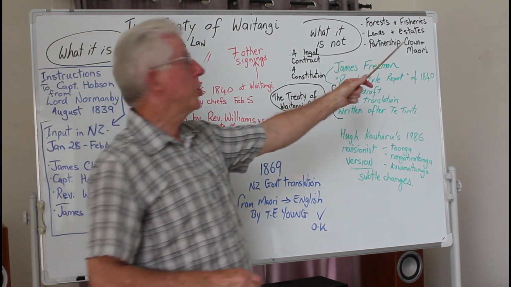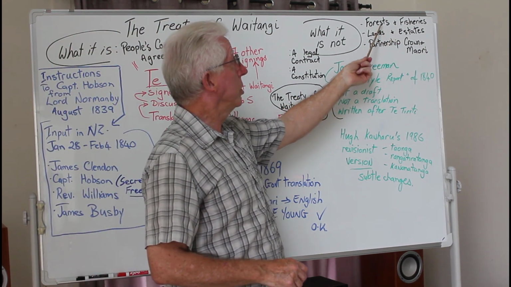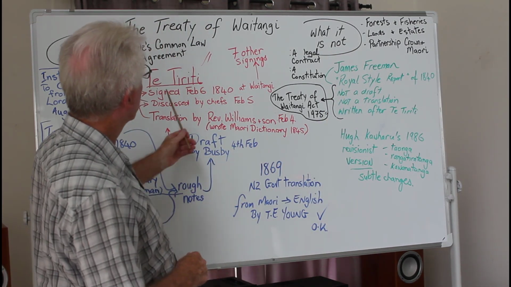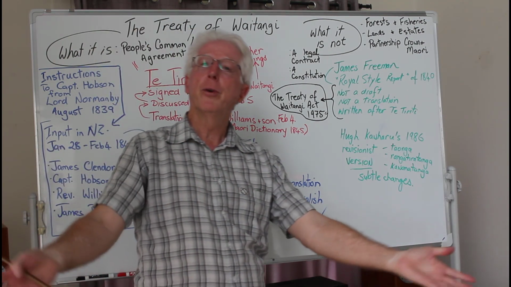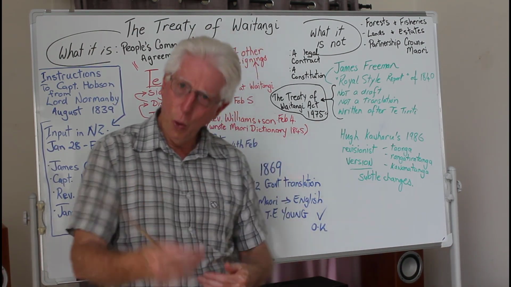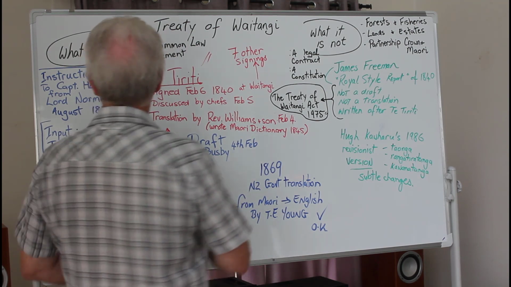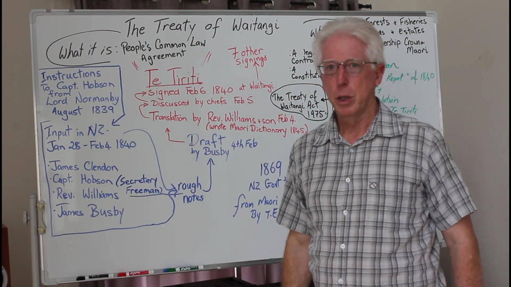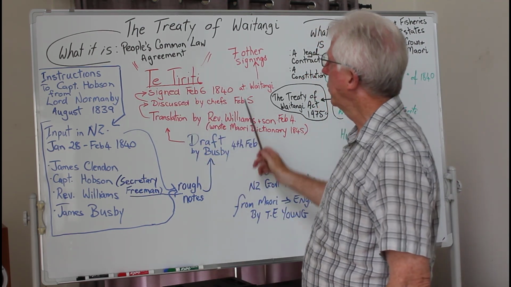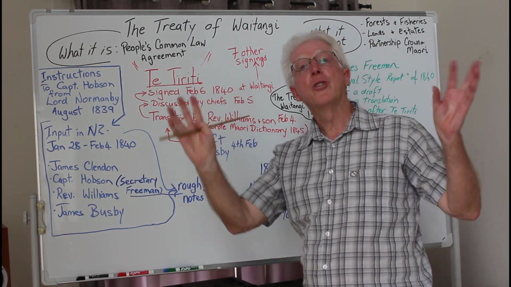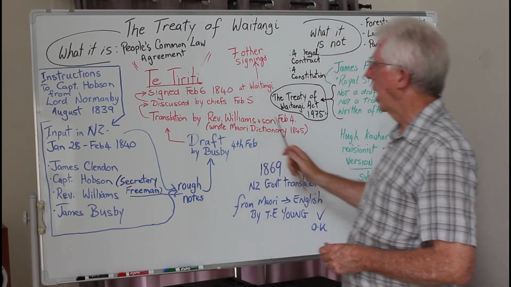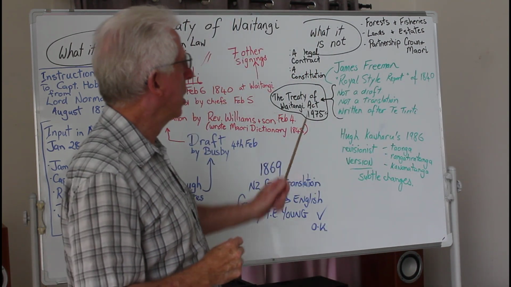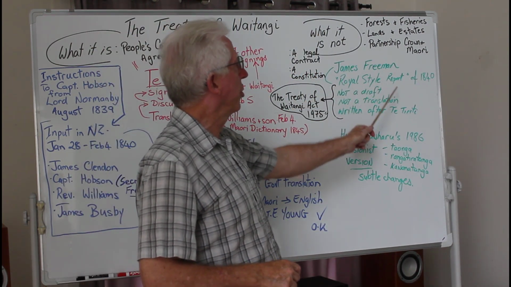It varies in a huge degree because it includes all these other aspects which were not at all part of the agreement which the treaty was about, which was an agreement for the introduction of British law, common law. So what it is, is the People's Common Law Agreement, the treaty itself. And the chiefs and tribes and all the people of New Zealand and the Queen as a regent are all in agreement here. Then we end up with it being fumbled and messed up by James Freeman in this weird thing, which is the Royal Style Report.